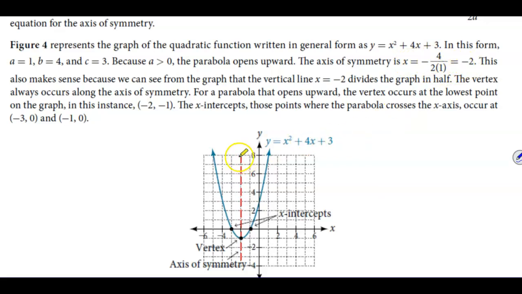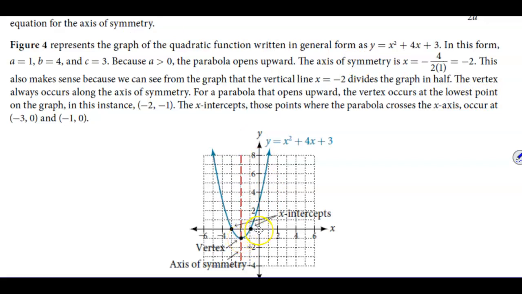Now, if you take a look at this dotted line, that is considered the axis of symmetry, going through x equals negative 2. This also makes sense because we can see the vertical line that divides the graph in half. Now, the vertex always occurs along the axis of symmetry. For a parabola that opens upward, the vertex occurs at the lowest point on the graph. And for this scenario, there is your vertex.